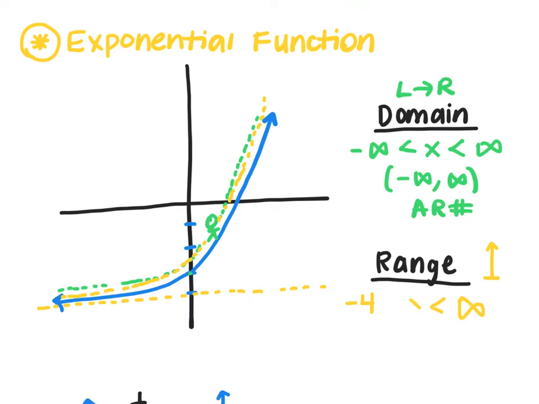I can't touch infinity, but I also can't touch this -4 since we cannot include an asymptote. So I will use unincluded notation here. Another way I can write this would be parentheses -4, comma, infinity. And that is going to be my domain and range of this function.